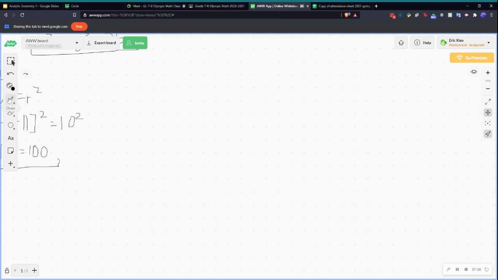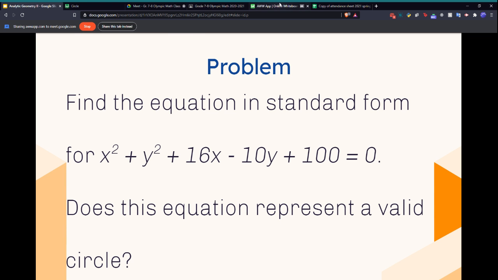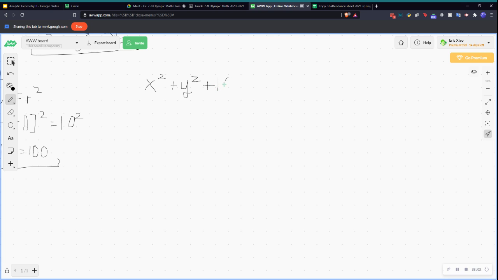So let's write down the equation again. We have x squared plus y squared plus 16x minus 10y and plus 100. All right, so let's put the x terms in their own brackets. And let's also do the same thing for the y terms.